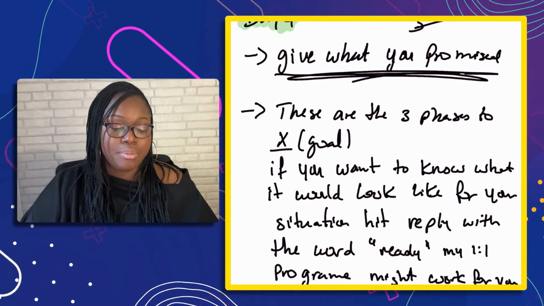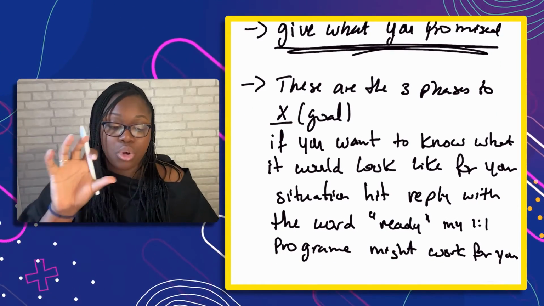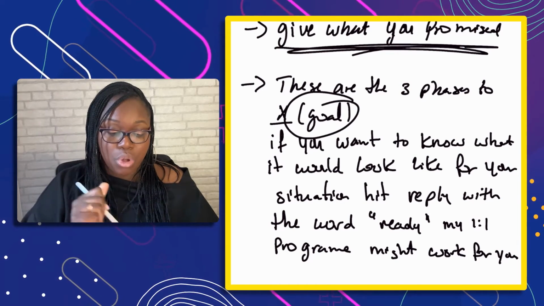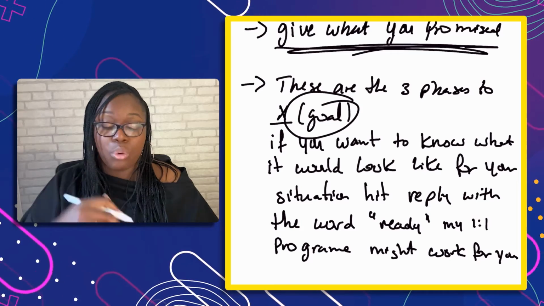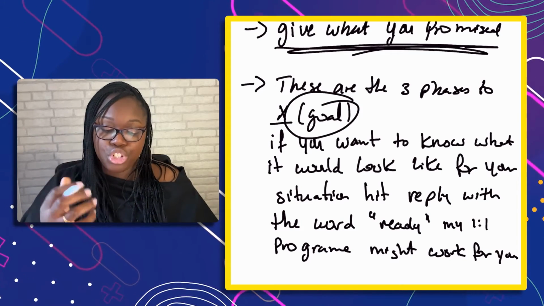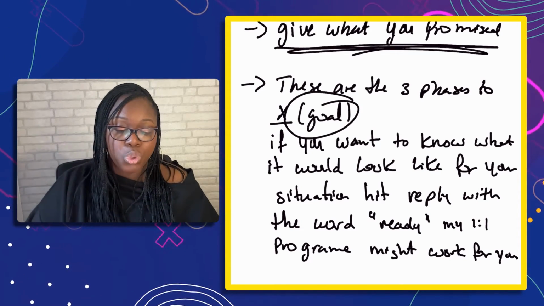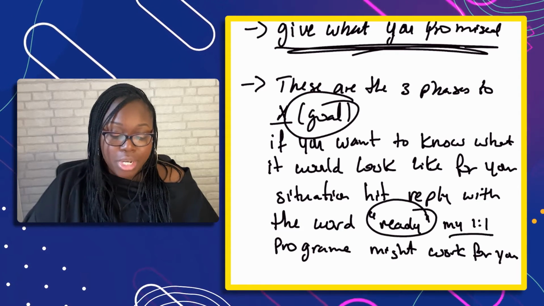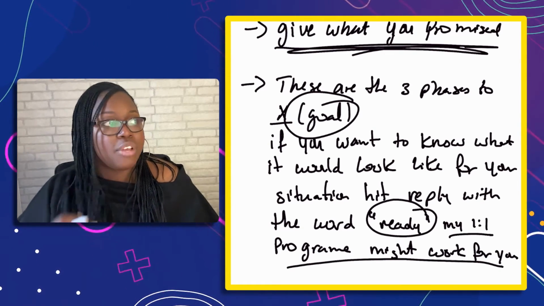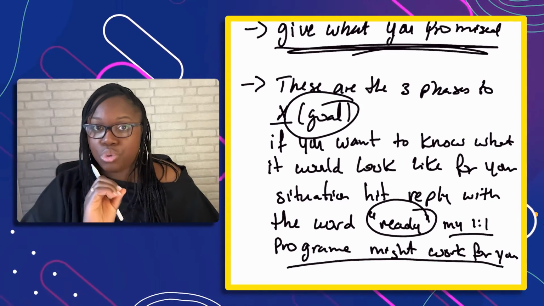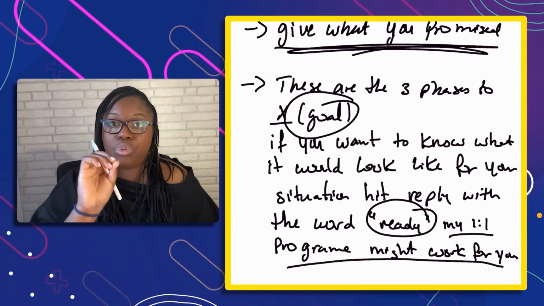Then you go on to say, so these are the 3 phases or the 3 components that you need to achieve the main goal. Awesome. If you want to know what that would look like for you, specifically in your situation, hit the reply button with the word ready. My one-on-one program might just work for you, right? So you want to give them a CTA that is easy for them to do. They just have to reply with the word ready.